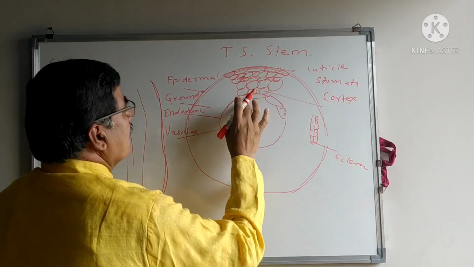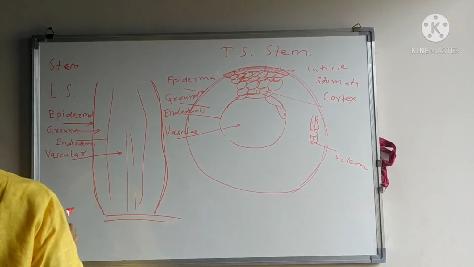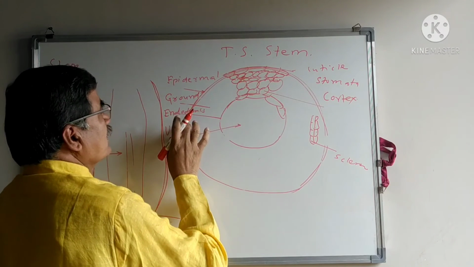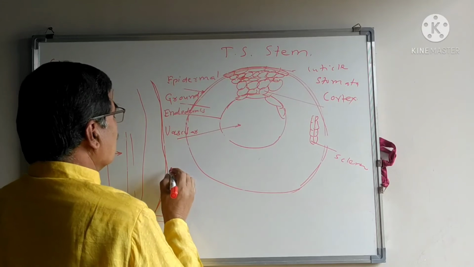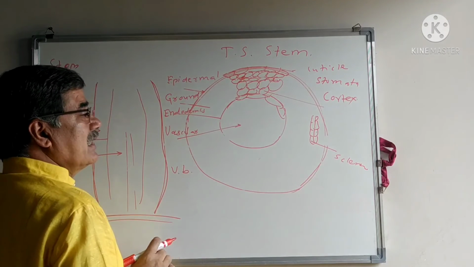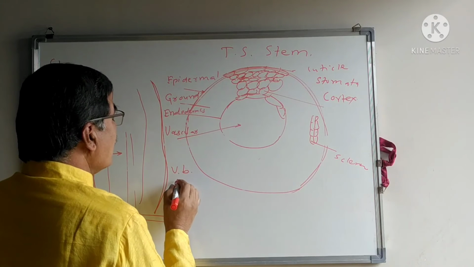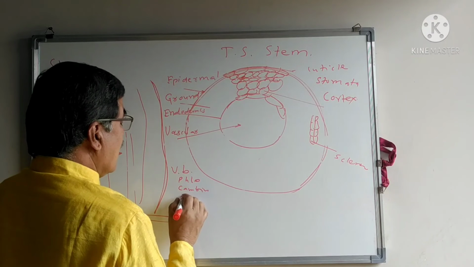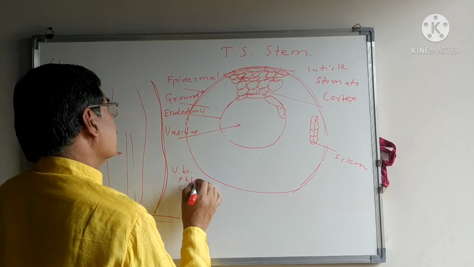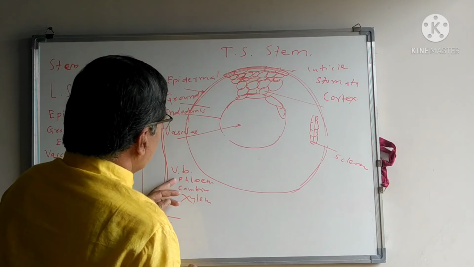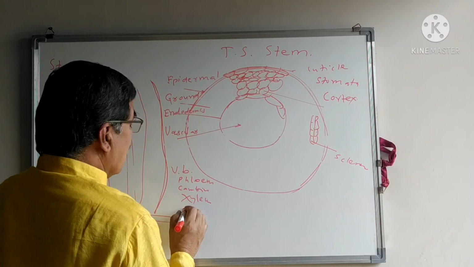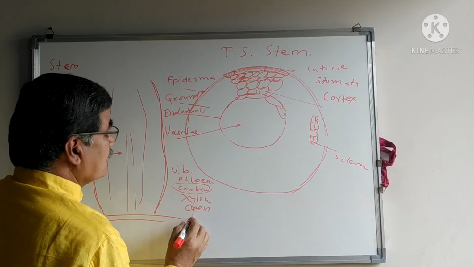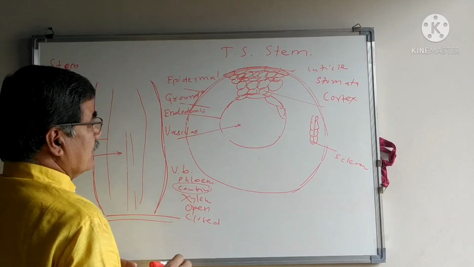Then, internally and centrally, the vascular tissue system is present. In a dicot stem, the vascular bundles consist of phloem, cambium, and xylem. In a dicot stem, vascular bundles are of the open type. In a monocot, cambium is absent, therefore it is the closed type of vascular bundle.